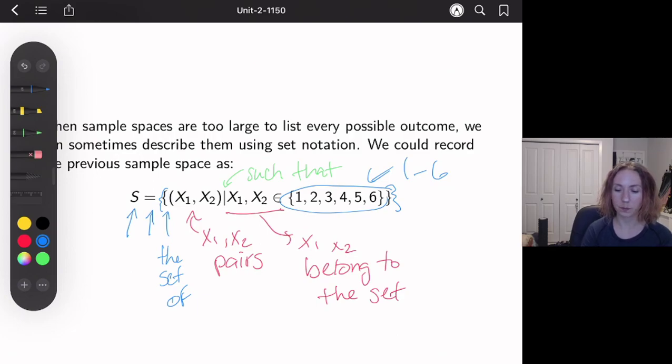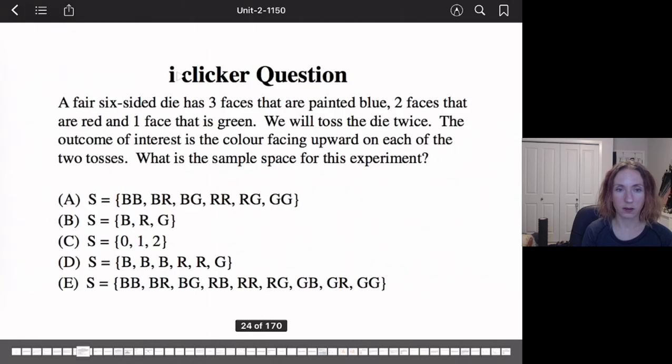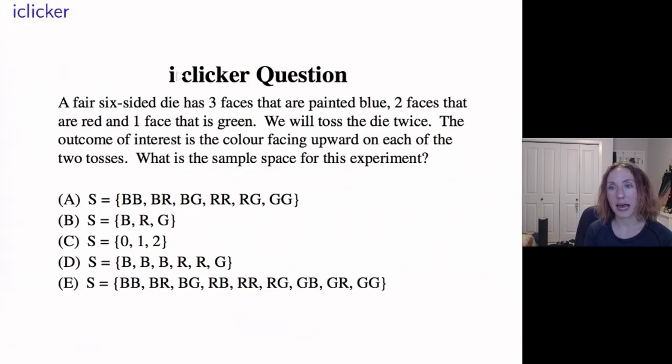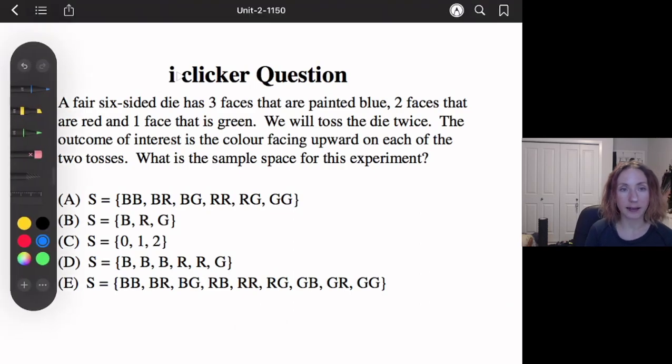All right, so we're going to do an example now of things that, even though they look the same, if I were to narrate them, they would be the same outcome. So in this question, we have a fair 6-sided die. It has 3 faces that are painted blue, 2 that are red, and 1 that's green. I toss it twice. I want to find out what my sample space is.